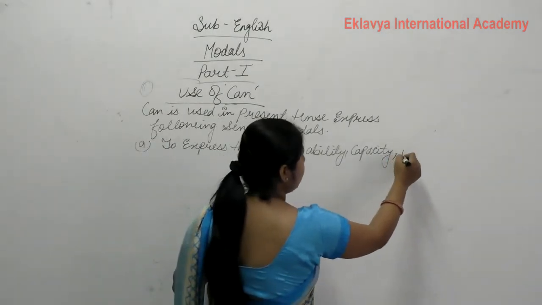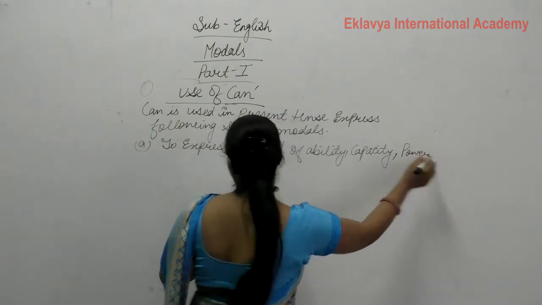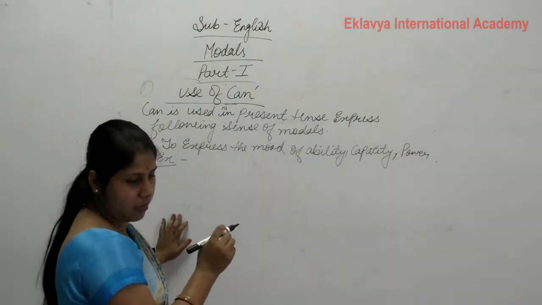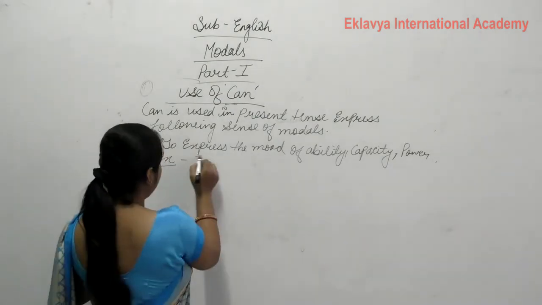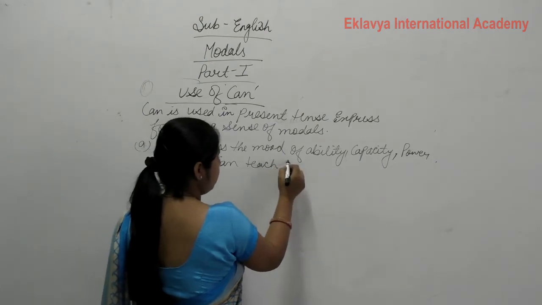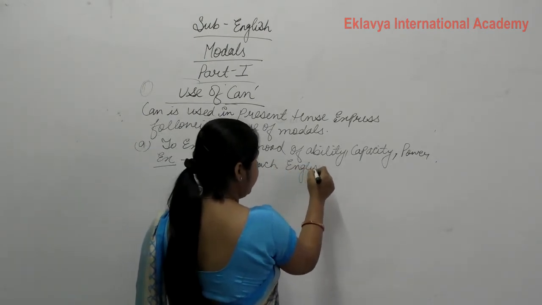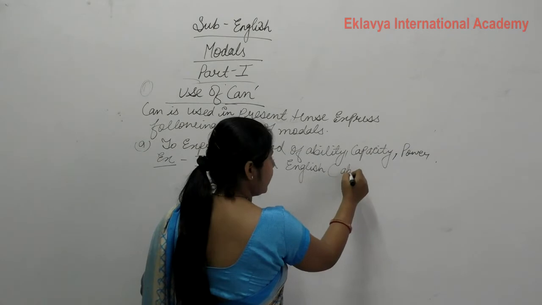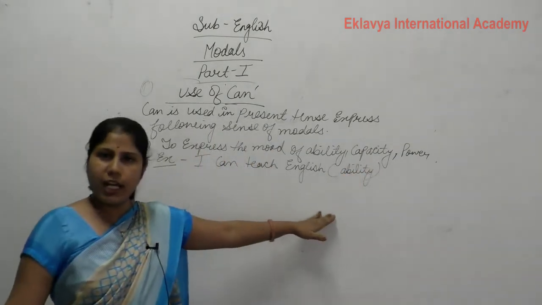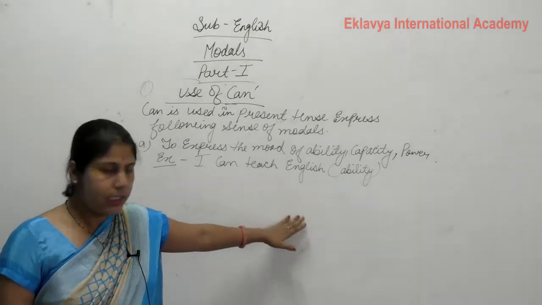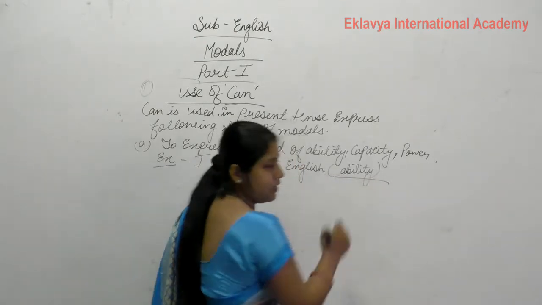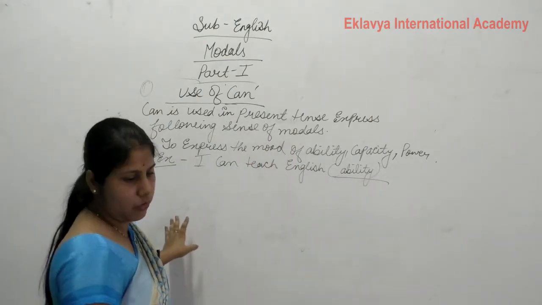Ability, capacity, and power. Now, see the example. I can teach English. This is what? This is ability. This shows the ability of doing work. Clear? That I can teach English means this is ability. Okay.